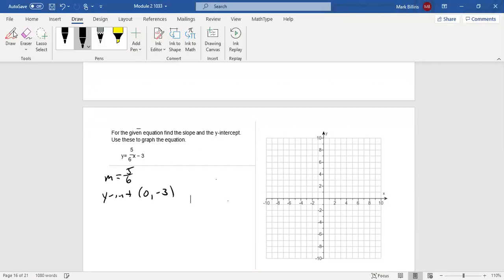Now we're going to graph. So remember, when we're graphing, we start at our y-intercept, which in this case is -3 on the y-axis. And from there, we rise 5 and run 6. So from our y-intercept, we rise 5, go up 5, and to the right 6. And then we're going to connect these 2 points with a line.